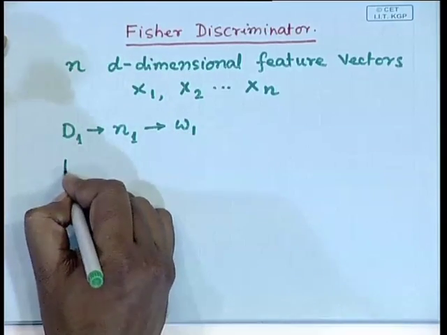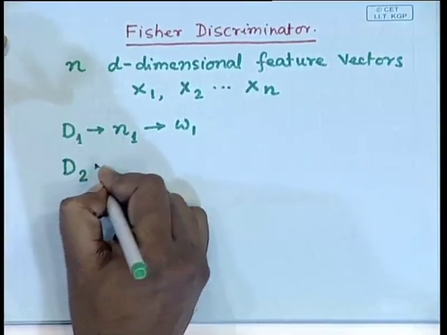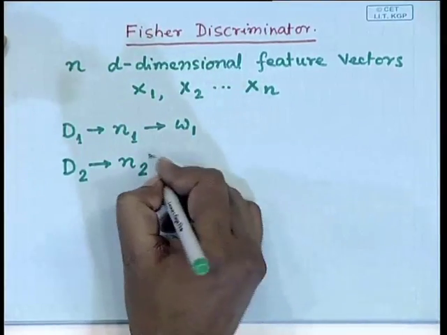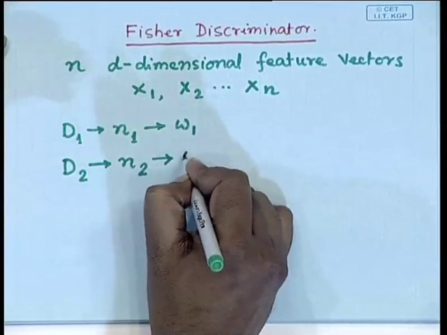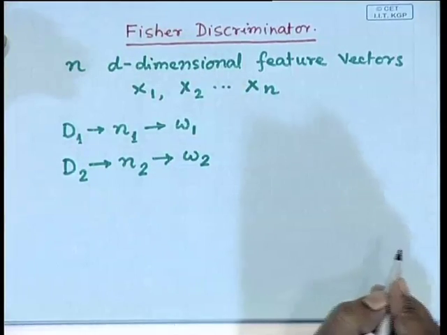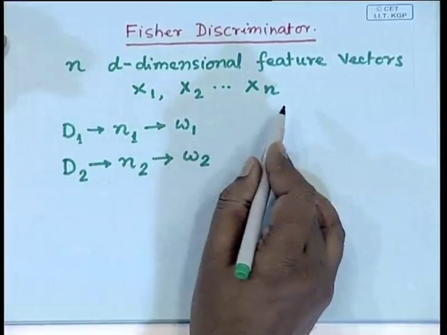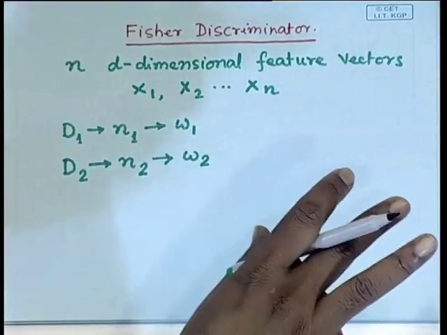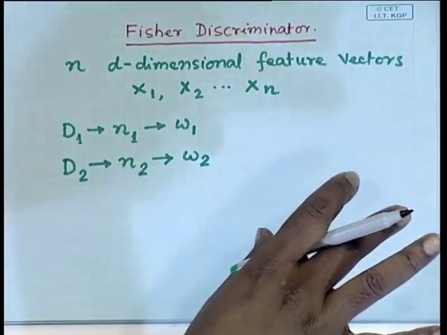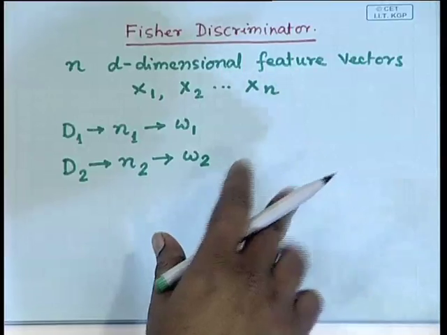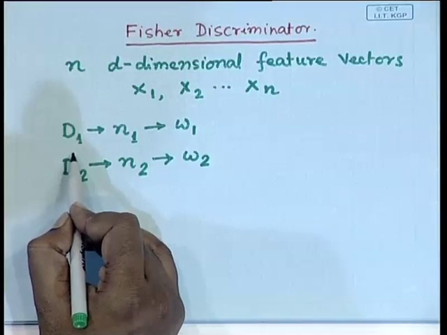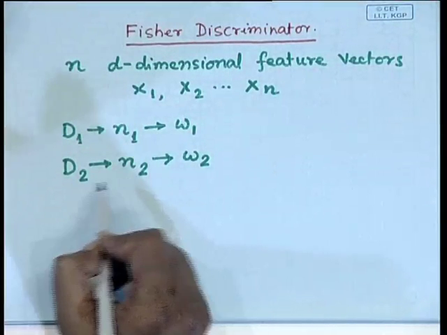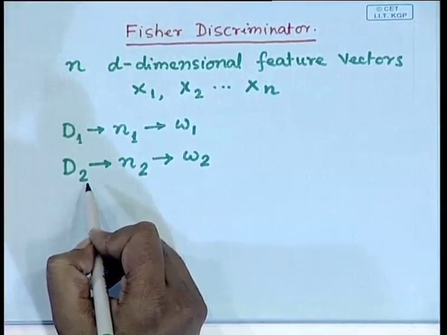Similarly, I have another set D 2 consisting of n 2 feature vectors, and these feature vectors are labeled as class omega 2. Obviously, n 1 plus n 2 in our case will be equal to n. N is the total number of feature vectors partitioned into two subsets, one consisting of n 1 feature vectors coming from class omega 1, which I am calling set D 1, and the other one is n 2 feature vectors coming from class omega 2, which is set D 2.